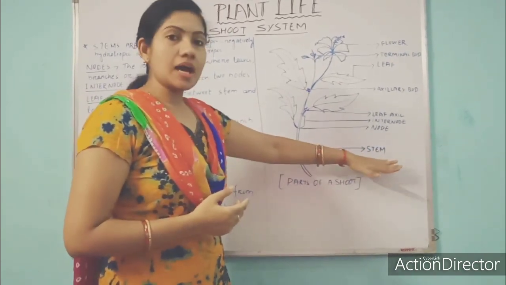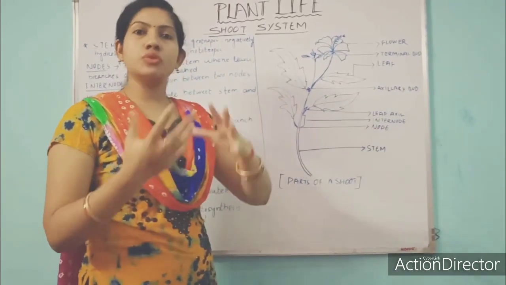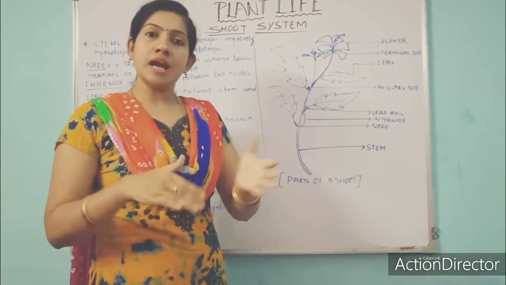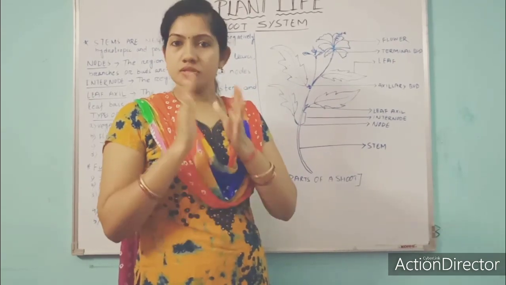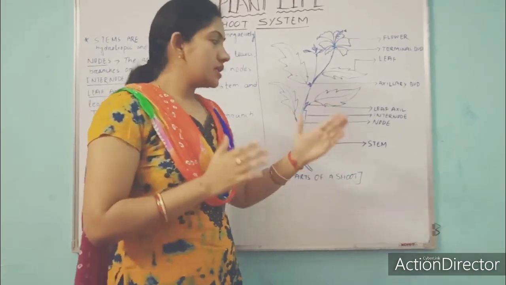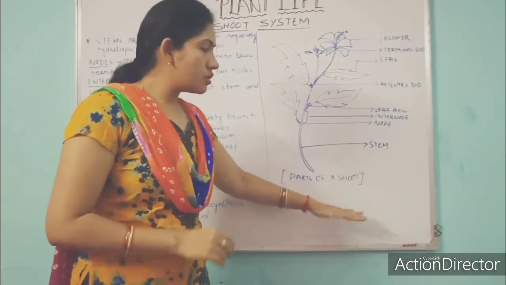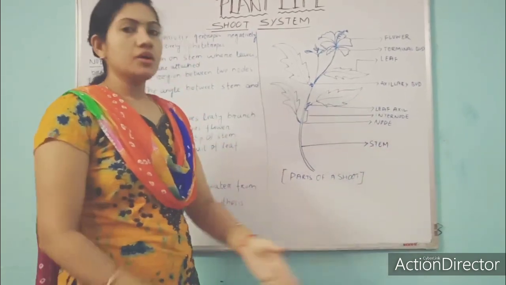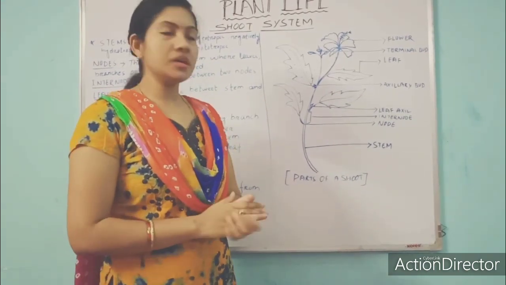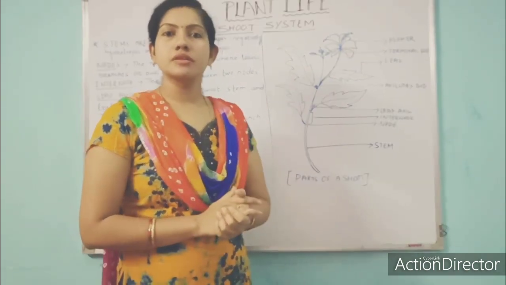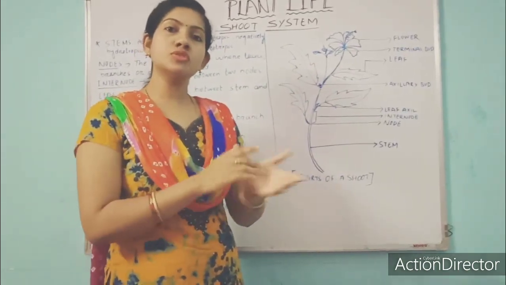So stems are negatively geotropic, negatively hydrotropic and positively phototropic. This also we have discussed. What is geotropic? Movement towards gravity, movement towards soil. What is hydrotropic? Movement towards water. What is phototropic? Movement towards sunlight.